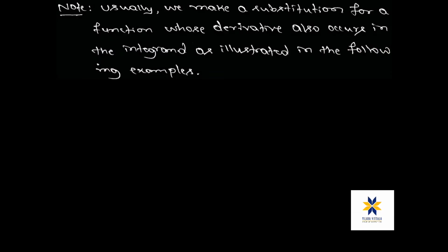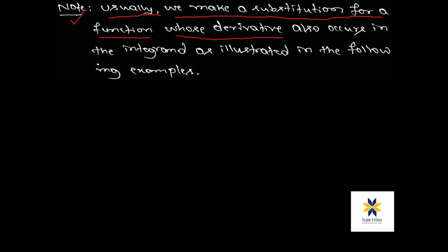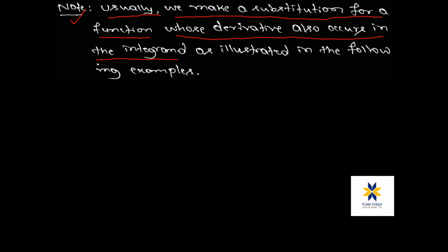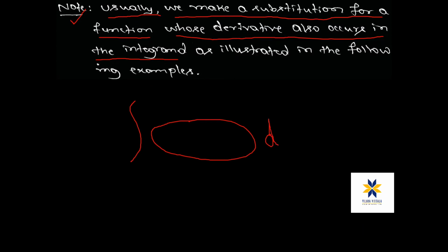Here we have one important note. Usually we make a substitution for a function whose derivative also occurs in the integrand. That means, suppose you have an integral and some function, say this is your some function, you are integrating with respect to x.